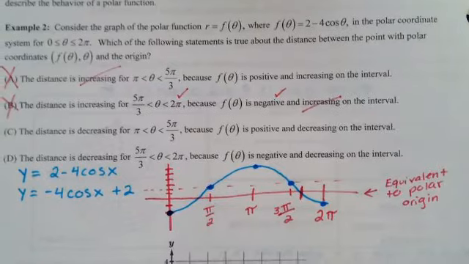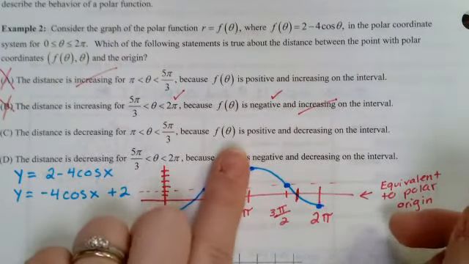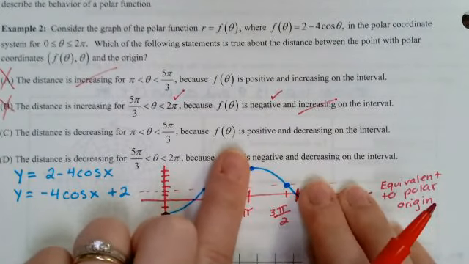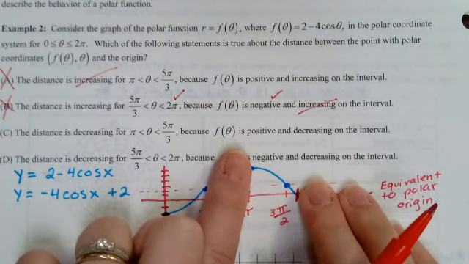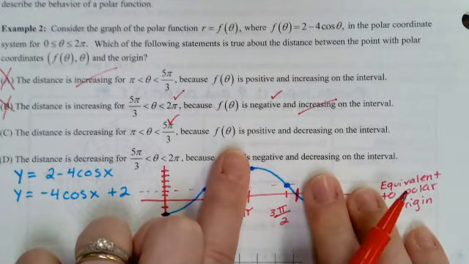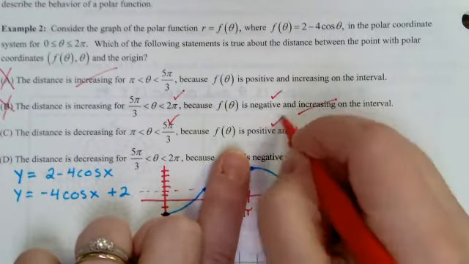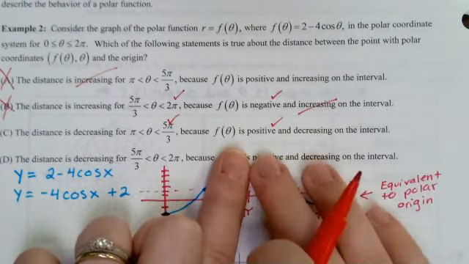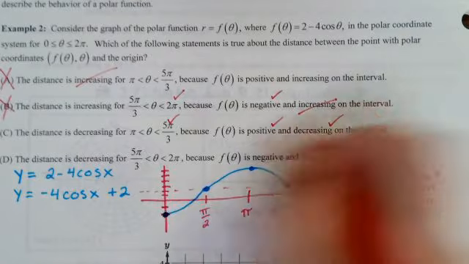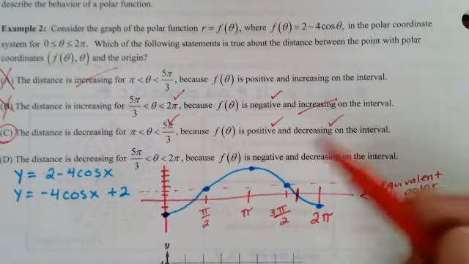All right. C, they said the distance is decreasing on pi to 5 pi over 3. So again, pi to 5 pi over 3. The distance is in fact decreasing because it is getting closer. Then they said because the function is positive, that's true. It is above the x-axis. And decreasing, that's true as well. It's going down. All parts of that line were true, so that is true. You could check the last one, but we have our answer.